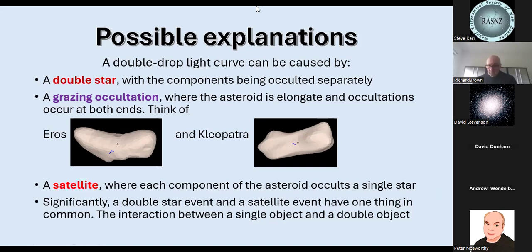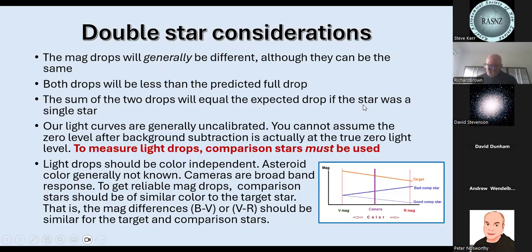Now, double star events and satellite events involve a common feature. It's one object interacting with two objects. In the case of a double star, an asteroid interacting with two stars. With a satellite, it's two asteroid bodies interacting with a single star. So there's that similarity in the two. They're just inverse relationships. Starting off with double star considerations, because that's the most critical distinction to be made.